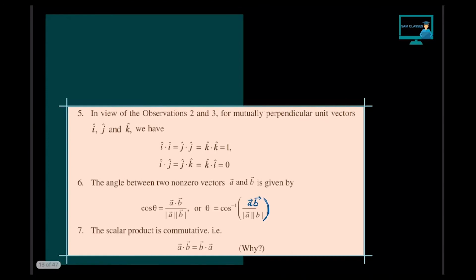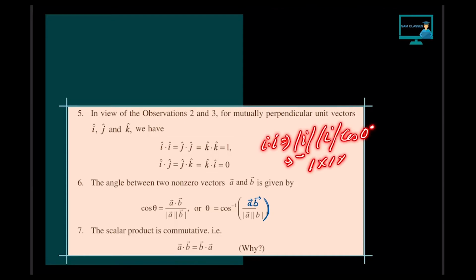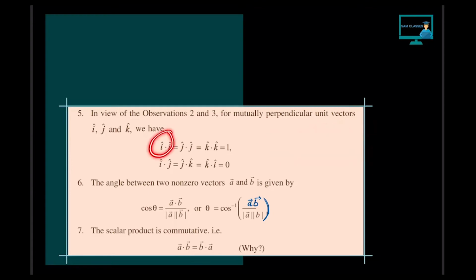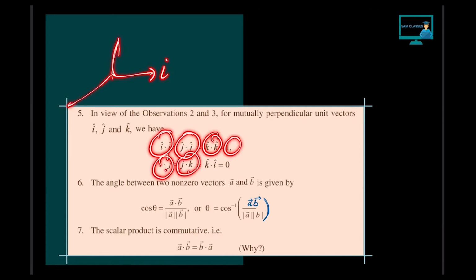Now this one we already know. I dot I, if I do, it's mod of I into mod of I into cos of 0 degree, and cos 0 degree is 1. This is already 1, 1 and 1, so basically 1. So I dot I, j dot j, k dot k is 1, and I, j, k, we know all three are perpendicular to each other, so in that case it will be 0.